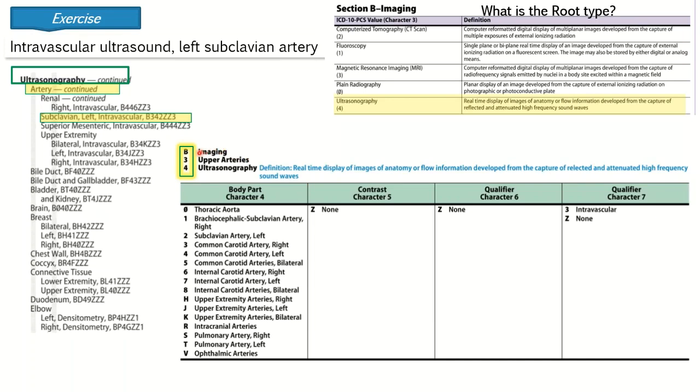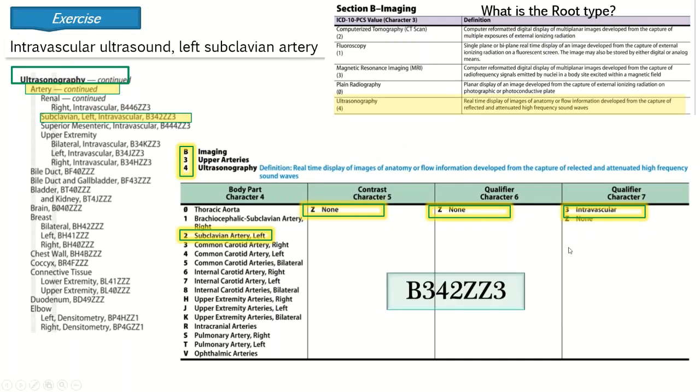Okay. The 4th character, body part, our documentation says it's 2, so let's go ahead. I agree, it is 2. Our 5th character shall be Z, 6th Z, and our 7th character, if you said 3, that is correct. We do have an intravascular ultrasound. So our code, B3427ZZ3. All right, coders, if you got that correct, well done.